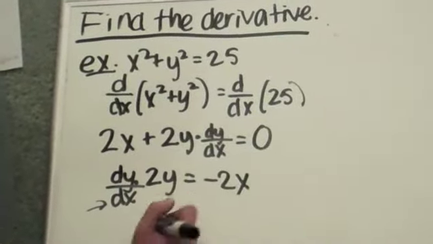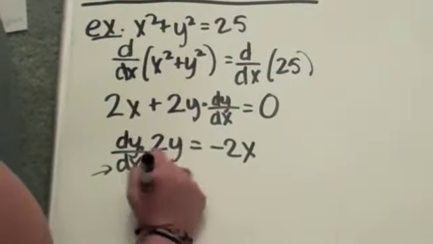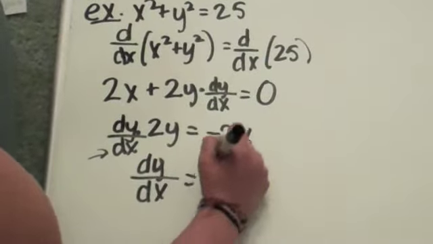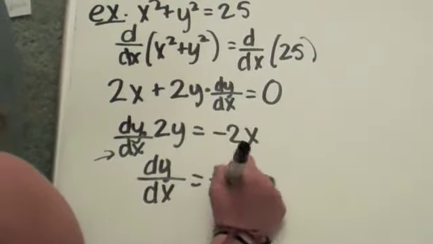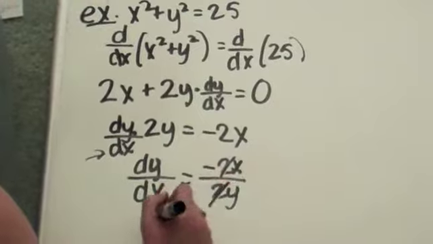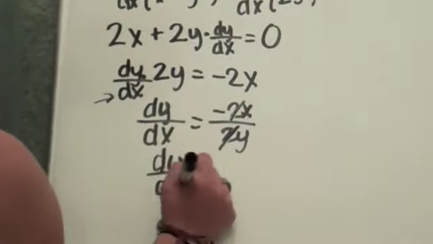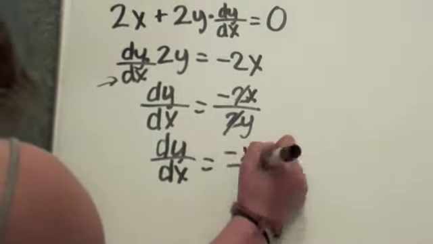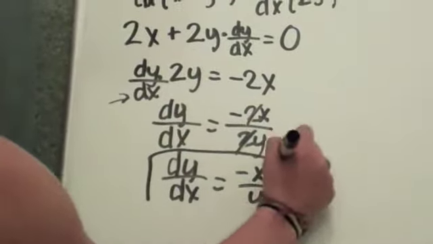Okay, so now we want to get the dy dx by itself. So we have dy over dx equals negative 2x over 2y. We can cancel out the 2's, so it's dy over dx equals negative x over y. And that's it.